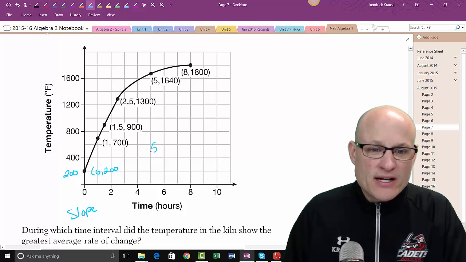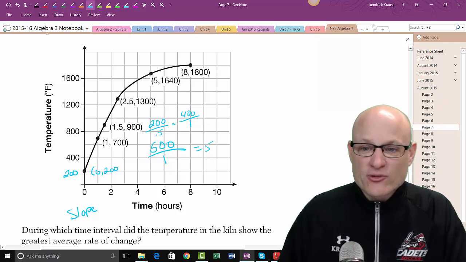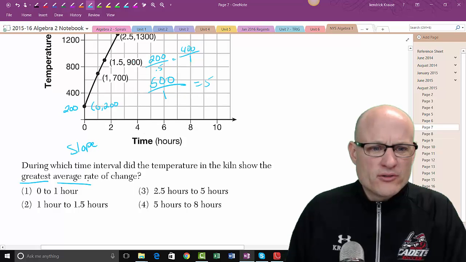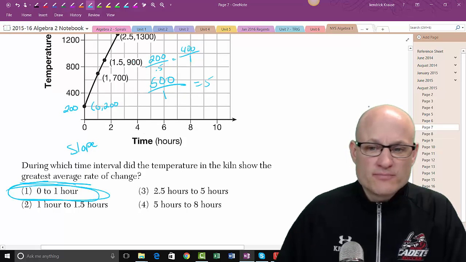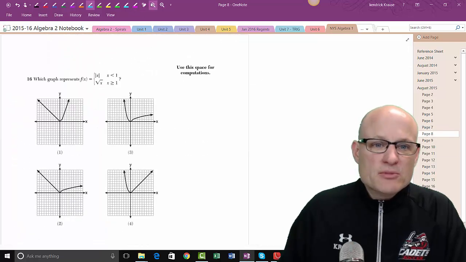If I go between these two, it's 500 over 1. So that would be just 500. This would be 200 over a half, 0.5, which is really 400 over 1. That's not it. This is 400 over 1. This is 340 over 2.5. The answer is from 0 to 1. 0 to 1 hour. That's where it's the greatest rate of change. There she is, kids. Oh, done with that page. All right. Boom, boom, boom, boom, boom.